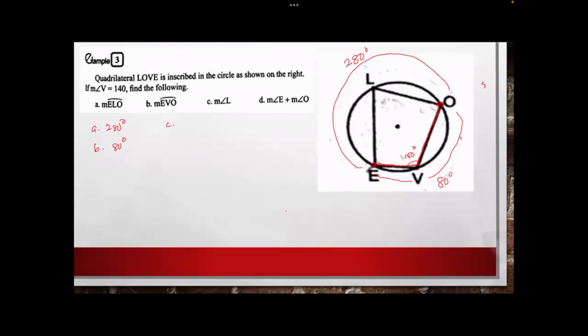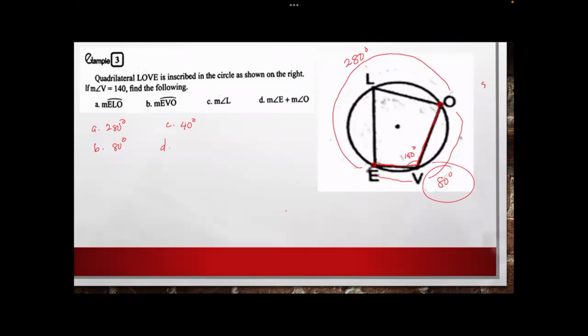Anyone? Angle L. 40 po. So, this is 40 degrees. So, bakit siya 40? Kasi nasa labas niya ay 80. So, ang kalahati ng 80 ay 40.